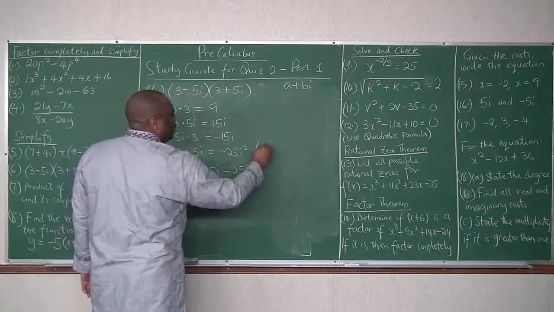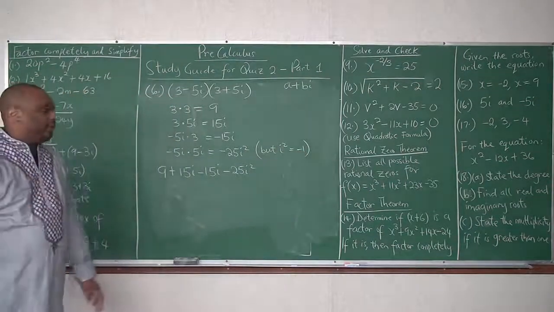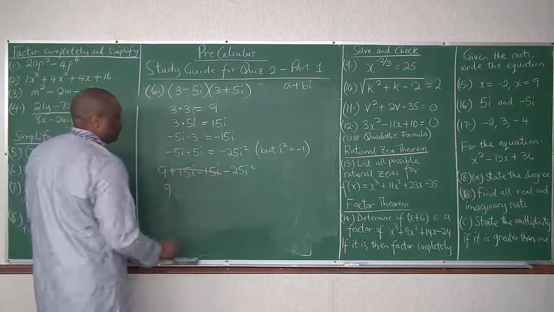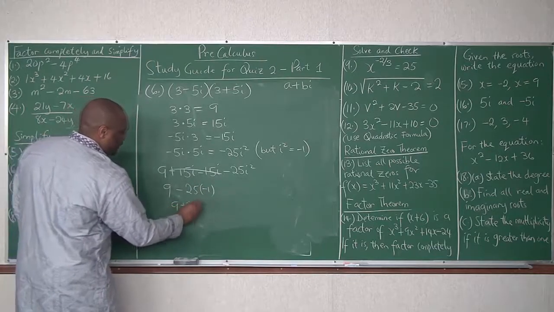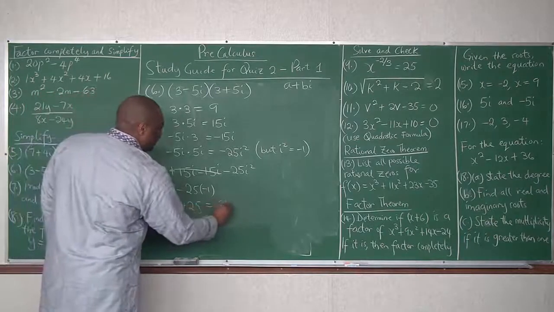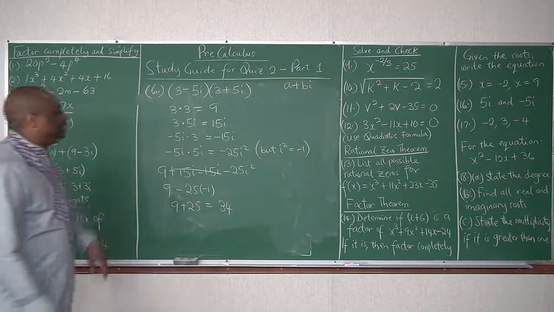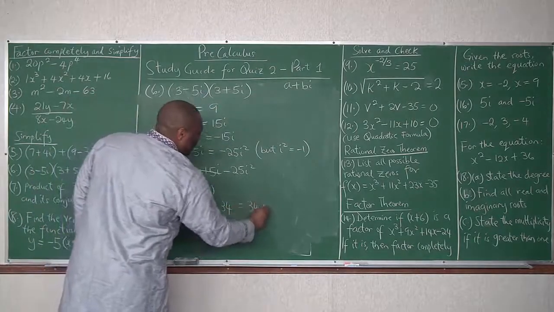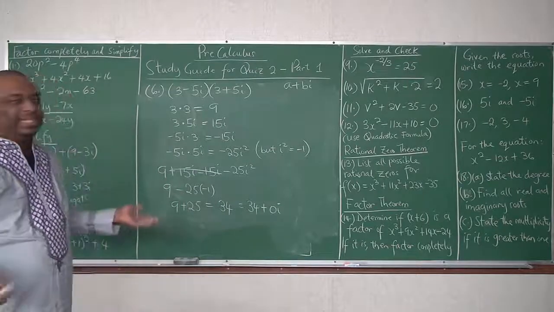But what is i squared? Negative 1. We know that i squared is negative 1, if you view the videos. Now this is 9, this is gone. Minus 25 times negative 1, which is 9 plus 25, which is 34. Now if you want to leave it in standard form, it will be 34 plus 0i. So the real part is 34 and the imaginary part is 0.